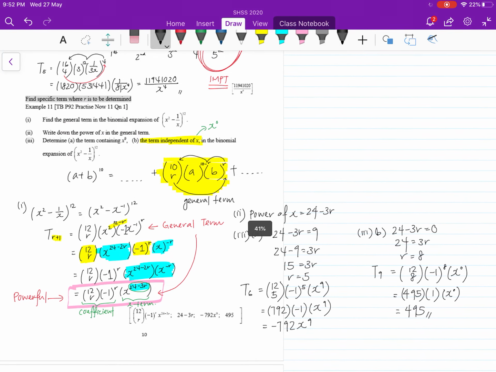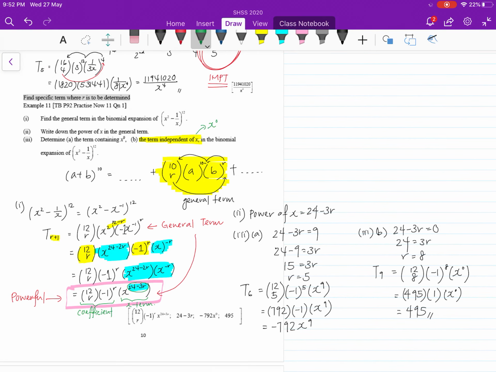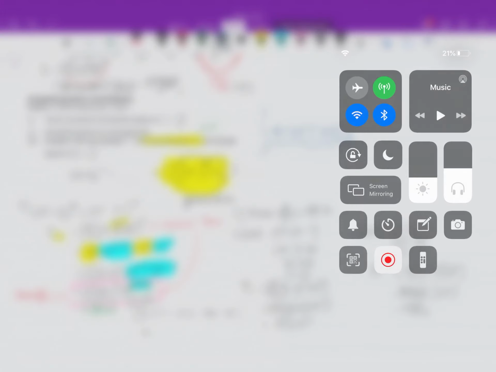Okay, this example number 11 is very important. You must understand this example. If you don't understand this example, please text me. I will teach you through Zoom. All right? That's it for worked example 11.